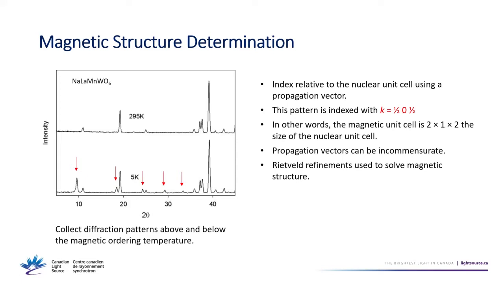And you can have all sorts of very simple ones. You can have complicated incommensurate ones where the spins go in spirals and all sorts of other crazy stuff. I'm not going to get into lots of details on that. But to solve these, you can use Rietveld refinements in basically the same way you would for a crystal structure, except instead of refining the positions, those are fixed on the magnetic atom, you're refining the direction of the moment.